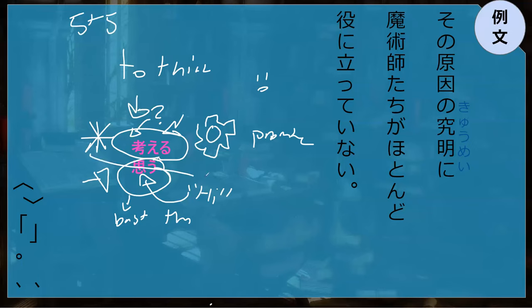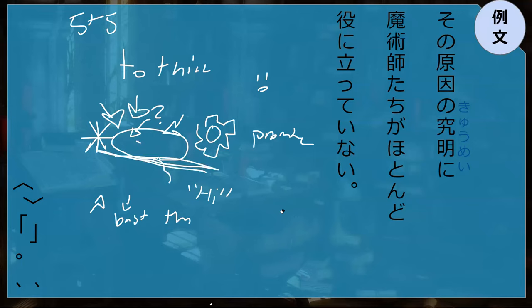So if you're doing a research or an investigation, then you kangaeru. You're asking questions to elucidate the answer for yourself. Omou is like a self-monologue. Instead of saying things out loud, you're saying it to yourself. Exactly. And that is why we also can't translate opinions as easily.